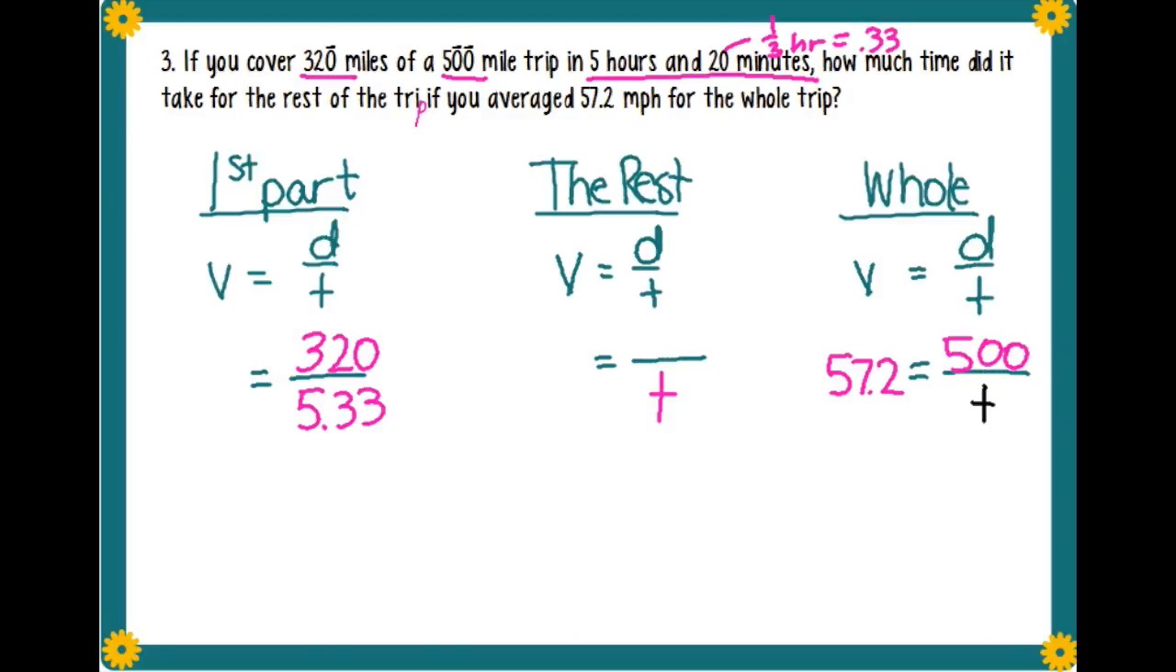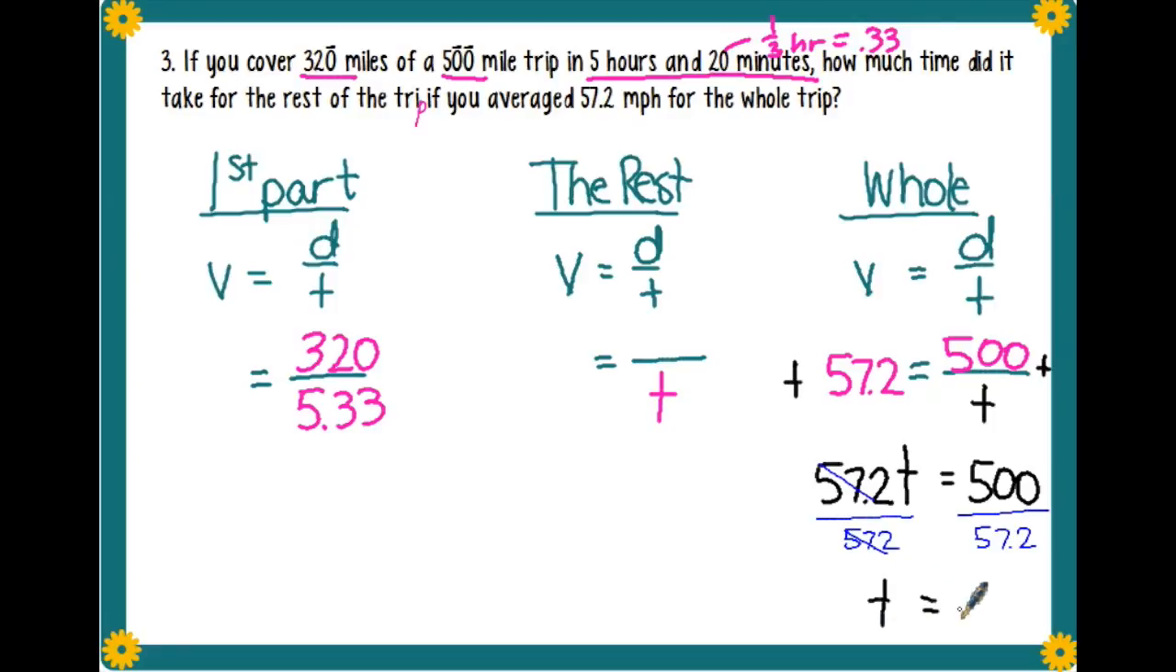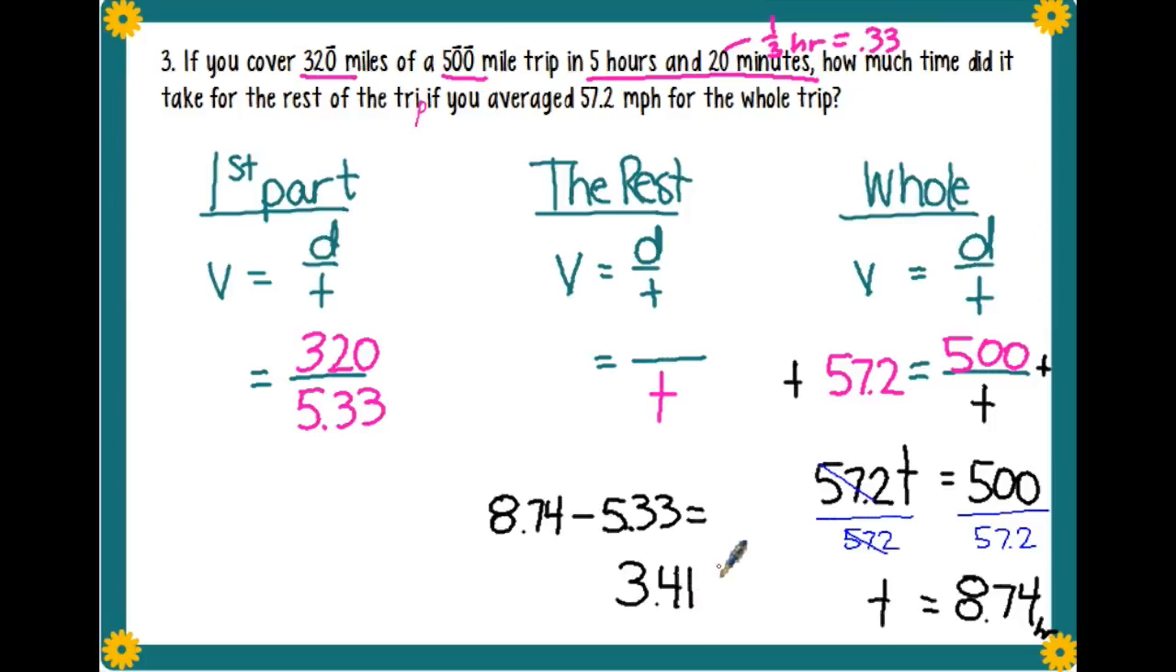So I'm solving for the total time. Remember, don't screw up this math. Think of it as multiplying both sides by t, and then dividing both sides by 57.2 to get t by itself. So I get a total time of 8.74 hours, and I know that we already used 5.33 hours of that in the first part, so that leaves 3.41 hours for the rest of the trip.